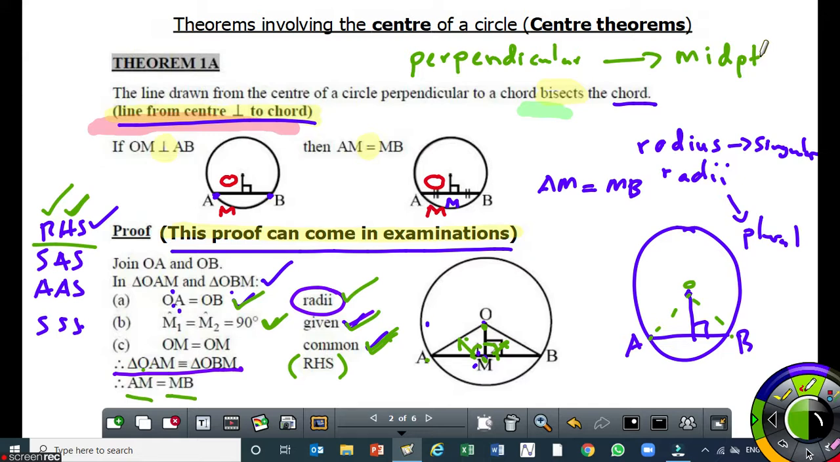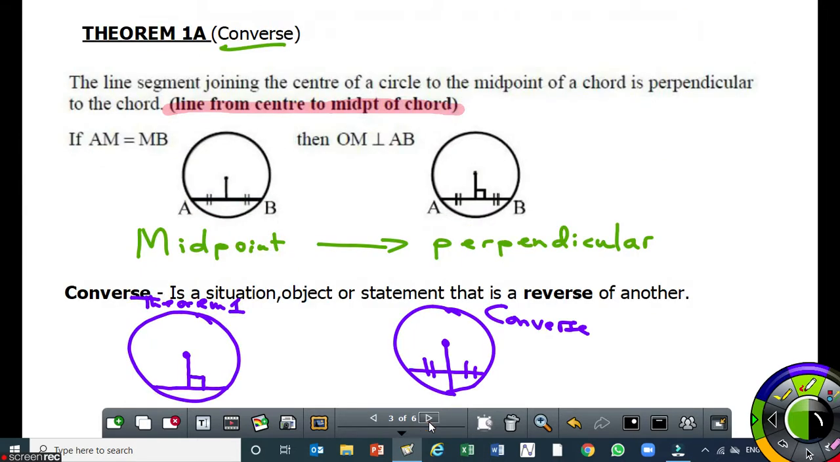Then for the converse now, the line must be drawn from the center of the circle and it is to pass through the midpoint of the chord. No indication that the line was perpendicular, but it passes through the midpoint of the chord. Because it passes through the midpoint of the chord, we can therefore say the line is perpendicular. Therefore, the line is perpendicular to the chord.